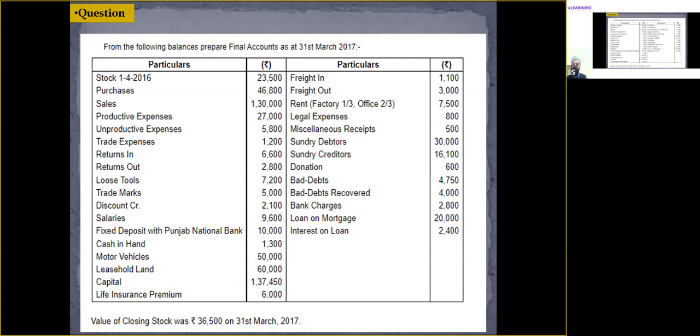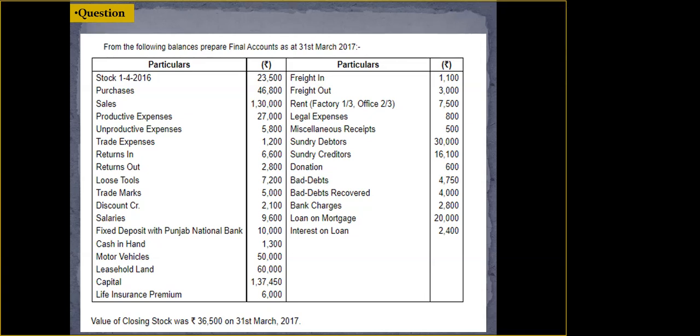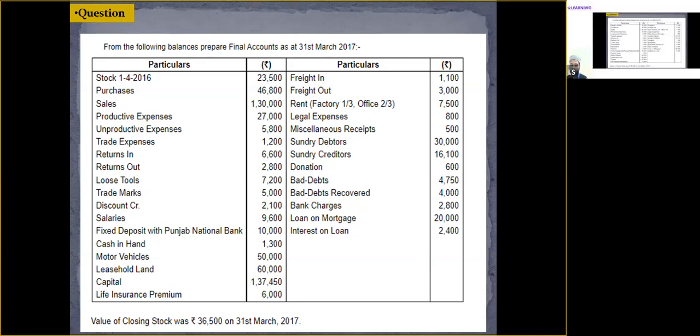In trading account, we only write expenses relating to production or expenses relating to purchase of goods. Trade expenses basically means expenses relating to selling of goods, and expenses which are incurred on selling of goods are always indirect. Profit and loss account. Therefore, in the debit side of the profit and loss account, 1,200 in the profit and loss account.